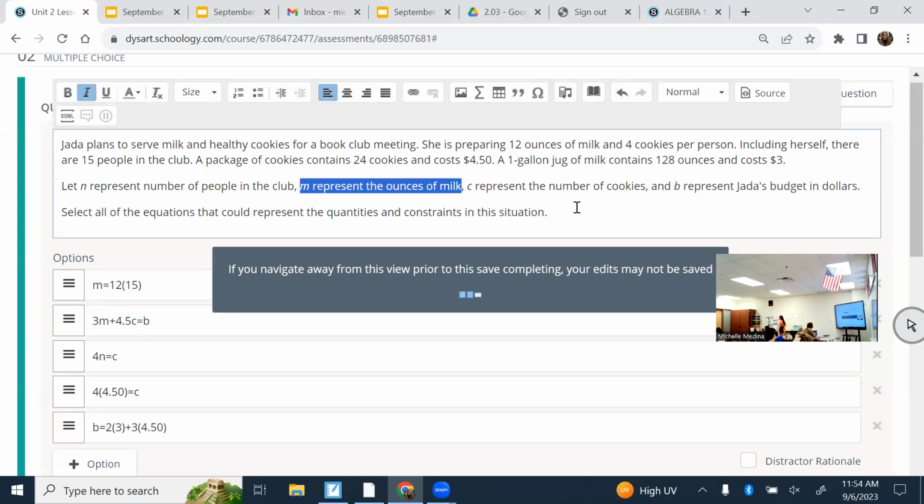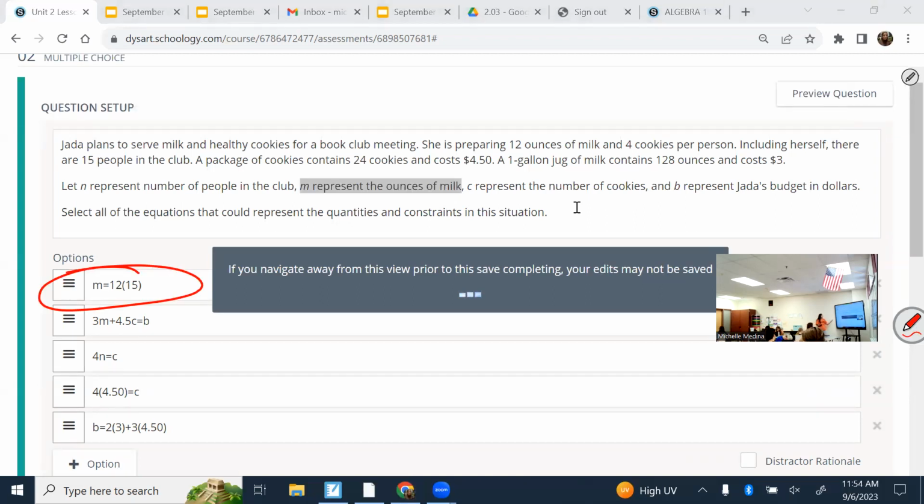Is it 12 times 15? So that one is actually going to be one of the things we pick, because that'll tell me the ounces of milk I need. So I would select that one. And then the next one is 3 times M, which was ounces of milk, plus 4.5 times C, which is number of cookies, equal to B, which is her budget. Since this is equaling her budget, did they appropriately set it up so that she sees that she's under her budget?